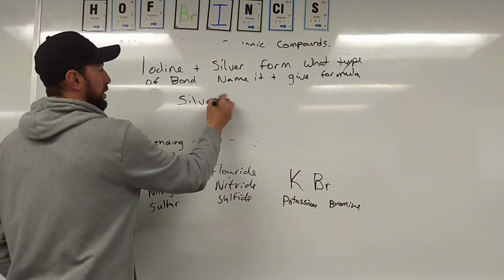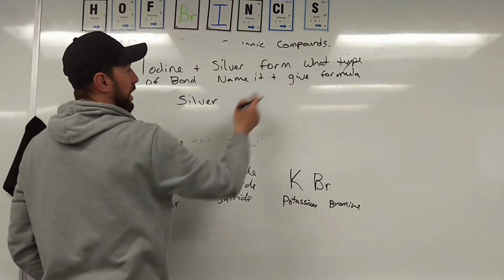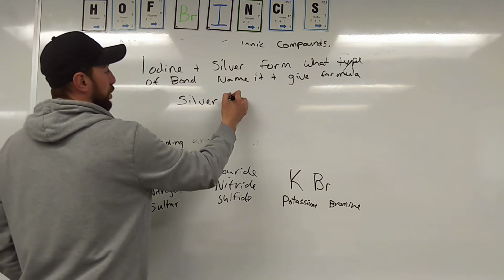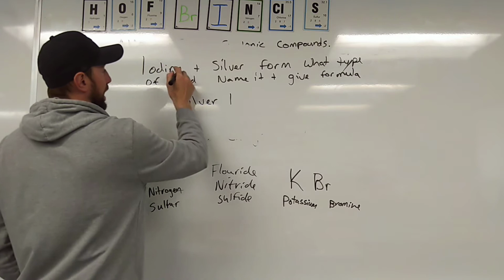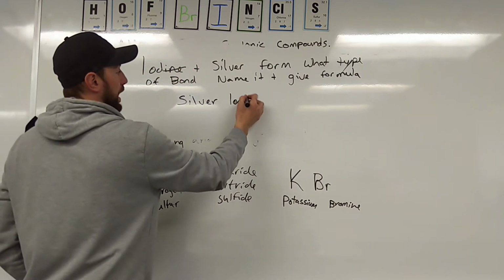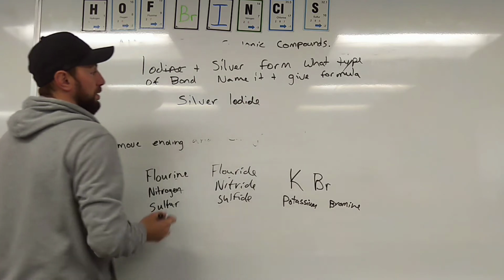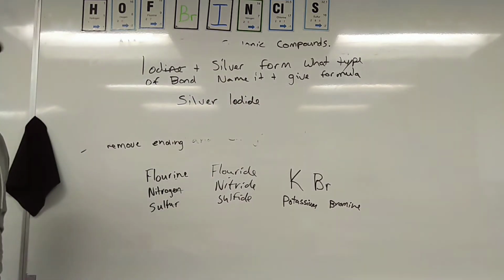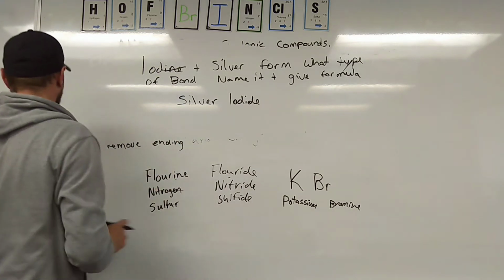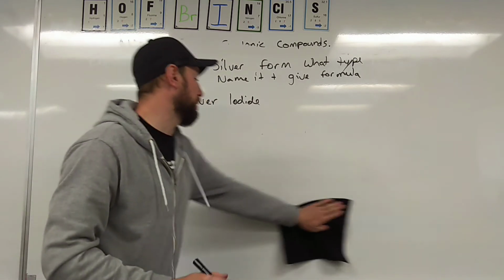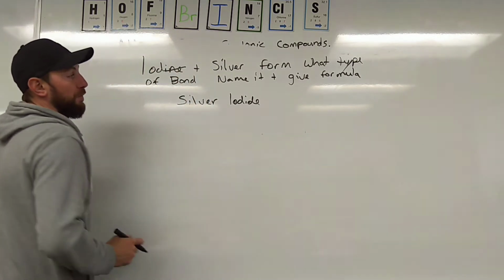And our second one is iodine. So iodine, we scratch that out, it would be iodide. Silver iodide, okay? Anything else that we need to do? No. Now, the second part of the question asks for you to give it the formula.